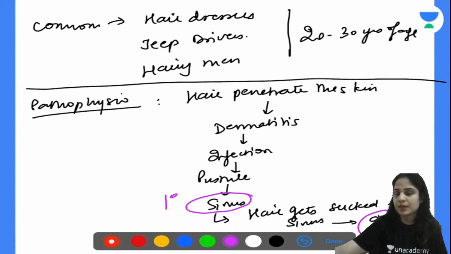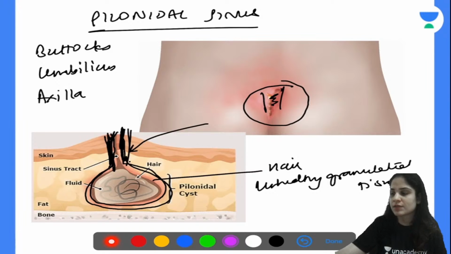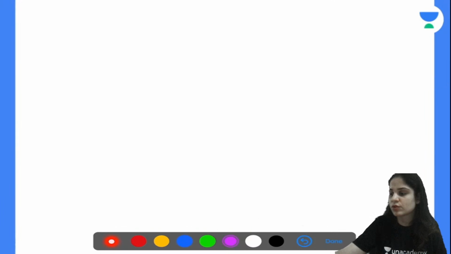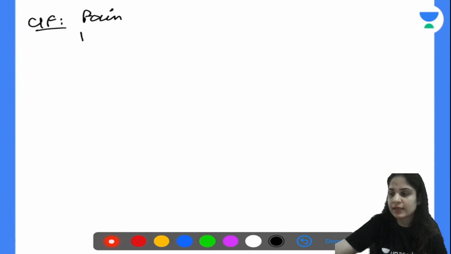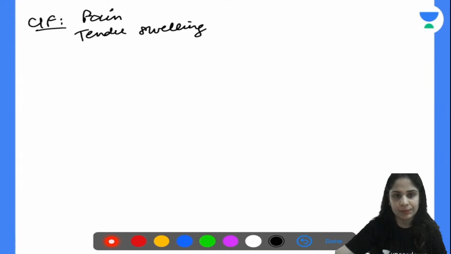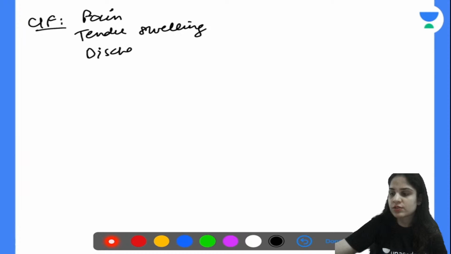Now, what are the clinical features of this disease? What will this patient present with? From the picture, I've told you how it will present, but if they write in a case scenario that this patient is coming with what symptoms? He'll come with a lot of throbbing pain. It will be a dull aching type, not a sharp pain, present in the area where the pilonidal sinus is. Then you will see a tender swelling in that area because the skin there is inflamed, and you will also see discharge of pus if it is secondarily infected.